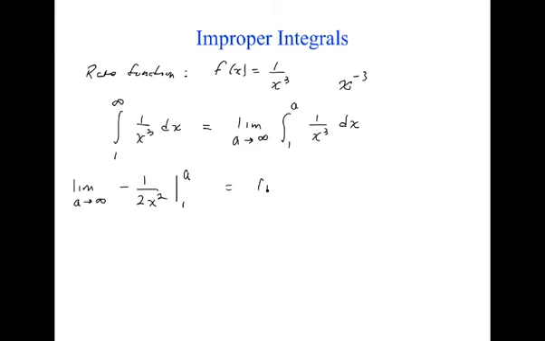So it's going to be the limit as a gets really big of negative 1 over 2a squared plus 1/2. Did I plug things in correctly?